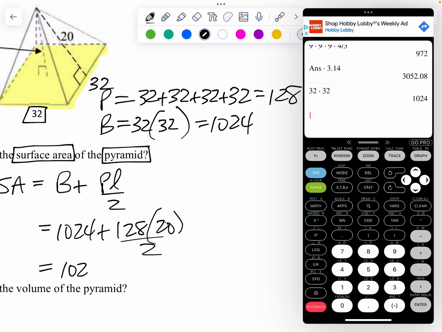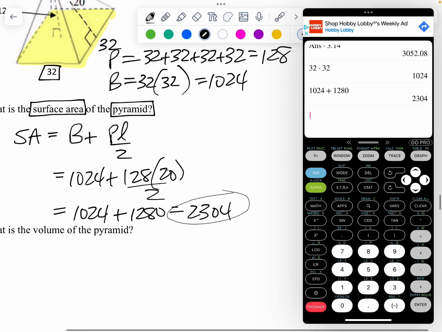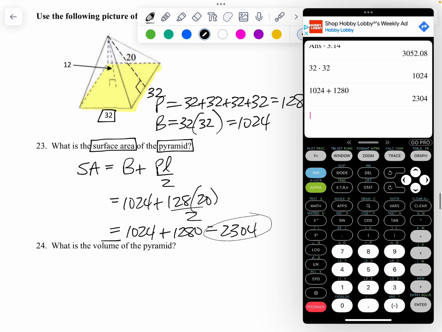And that gives me 1024 plus 1280. 1024 plus 1280 is 2304. Boom. Okay. Oh boy, what about the volume of the pyramid?